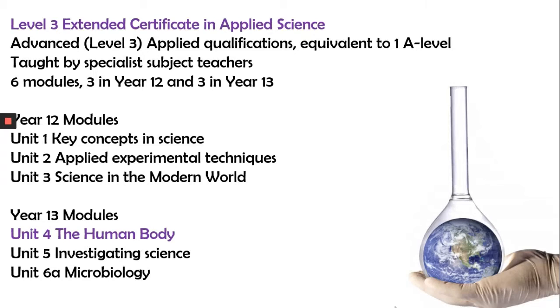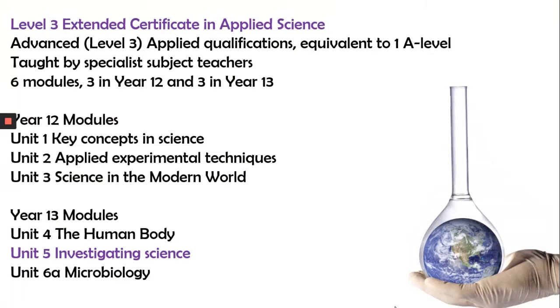Unit 4, The Human Body. Unit 4 is based on the study of the human body. You'll develop an understanding of human anatomy and physiology, specifically the digestive system and diet, the musculoskeletal system, oxygen transport within the body, and the structure and function of the nervous system. Unit 4 is assessed with a written exam lasting 1 hour and 30 minutes.